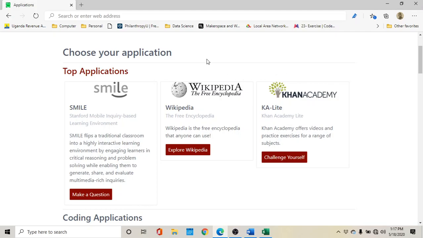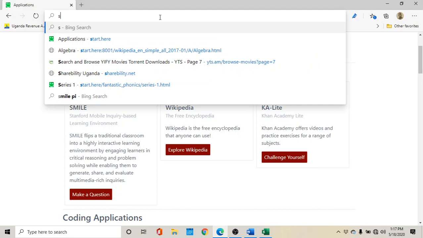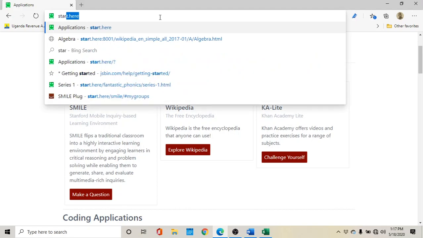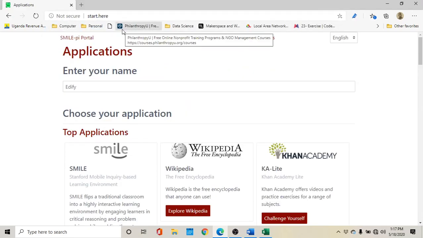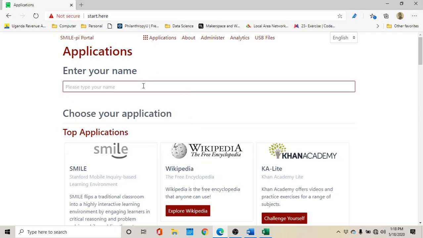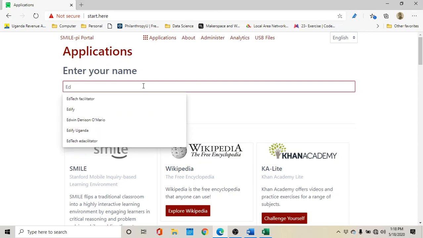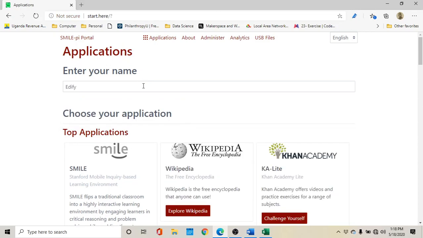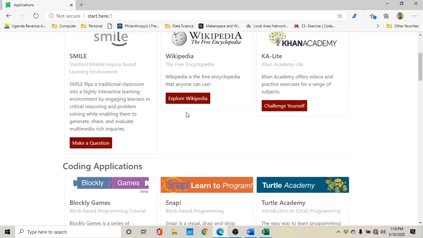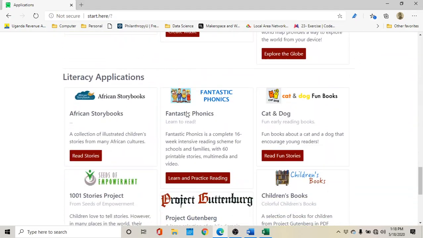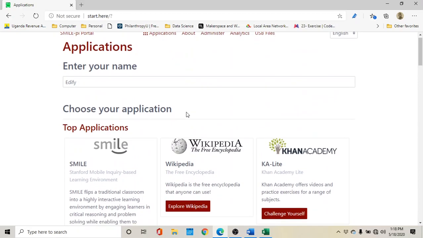Now, after, let's enter start dot here. So if you enter start dot here, it will allow you to access the one that is locally on your web browser, and then you will enter your name to log yourself in. Press enter, you are logged in, and there are a list of applications as you can see, but we are going to do Khan Academy.